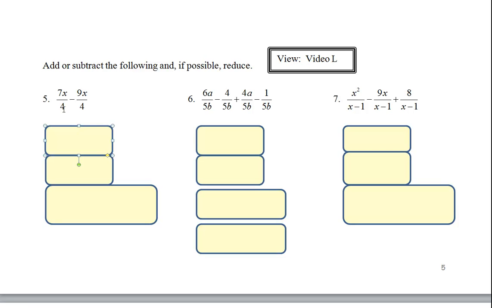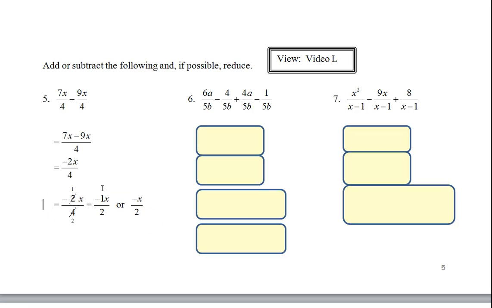So I've got a denominator of 4, so that allows me to go ahead and do 7x minus 9x, and that gives me a negative 2x over 4. But if you'll notice, remember to reduce. So 2 will go into both top and bottom, and I should end up with a negative x over 2. Okay? So you could either put it this way or this way if you like. But we still have to reduce like we've done before.